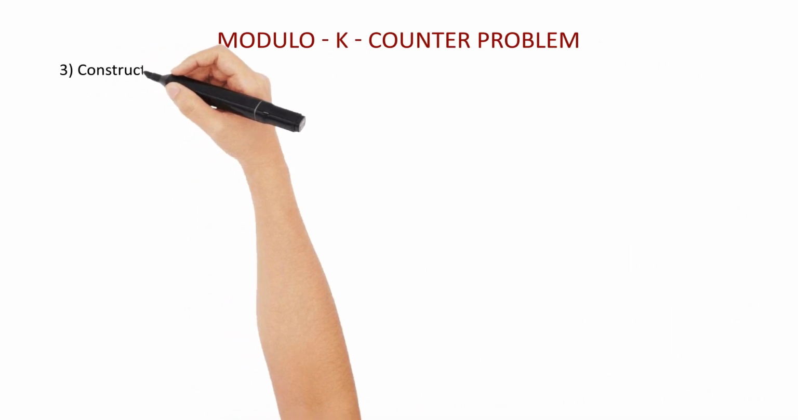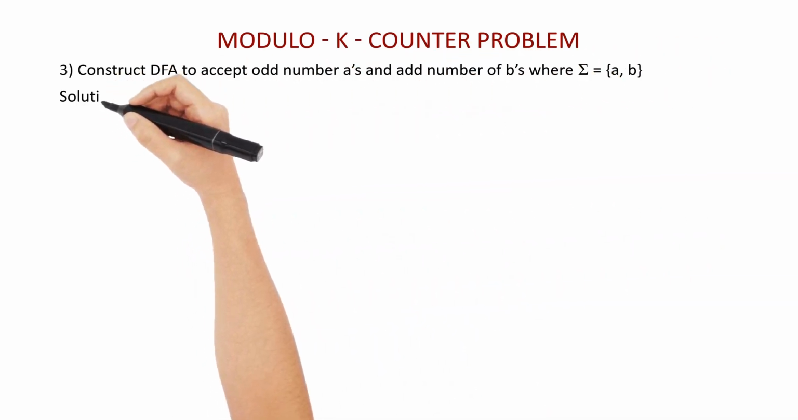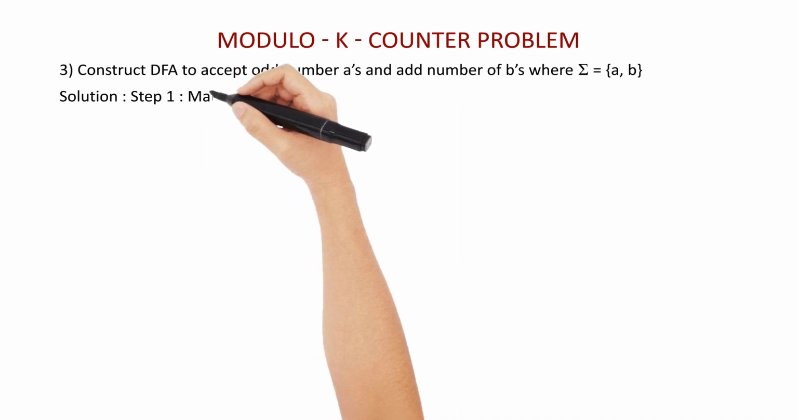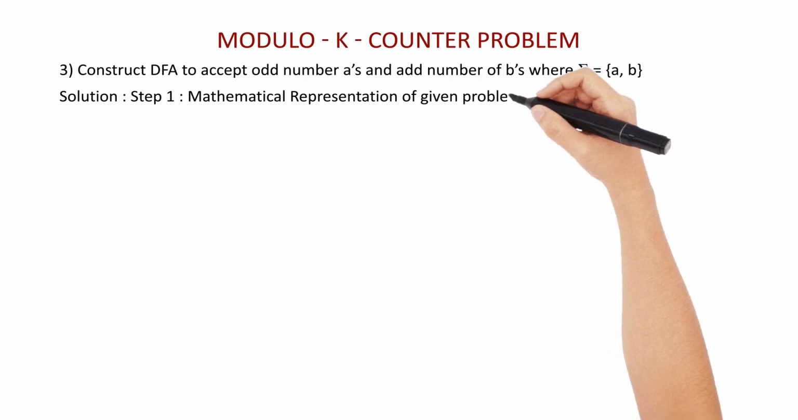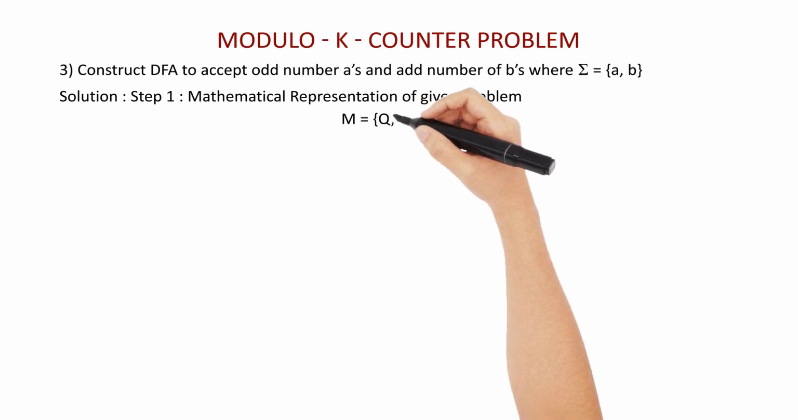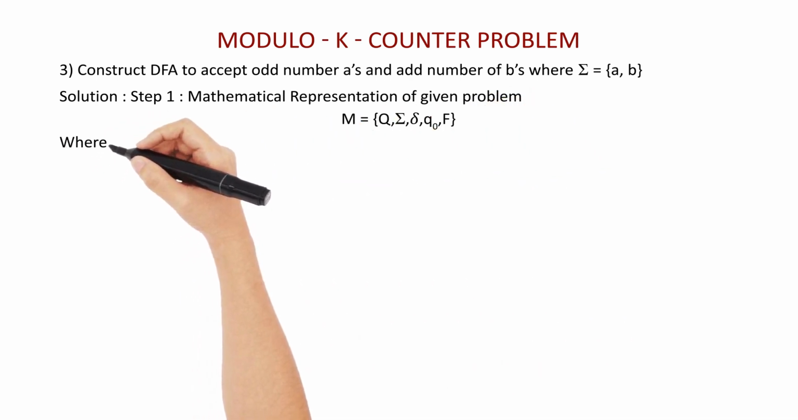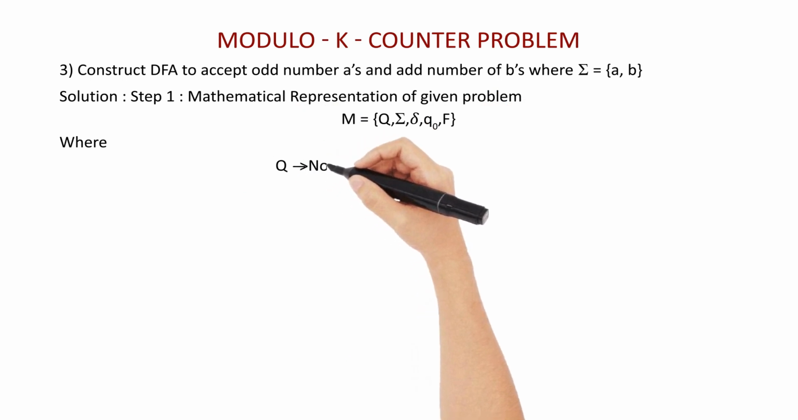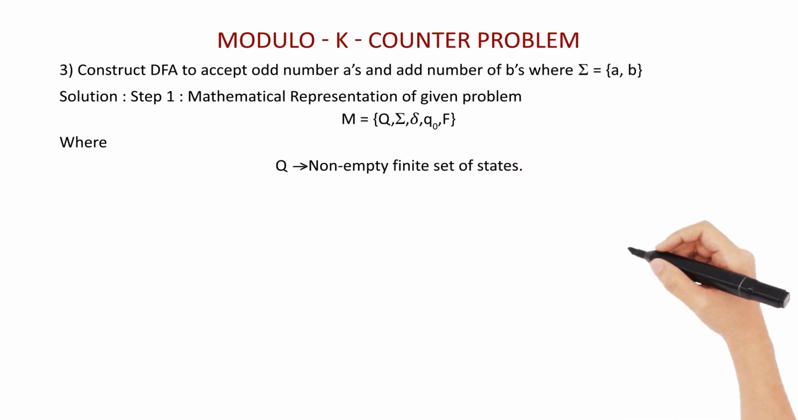So the third problem: construct a DFA to accept odd number of A's and odd number of B's. Step 1, mathematical representation of the given problem using 5 tuples, that is M is equal to Q, sigma, delta, Q naught and F, where Q represents a non-empty finite set of states. So I need to identify the possible states.